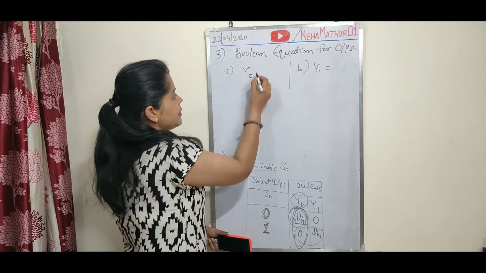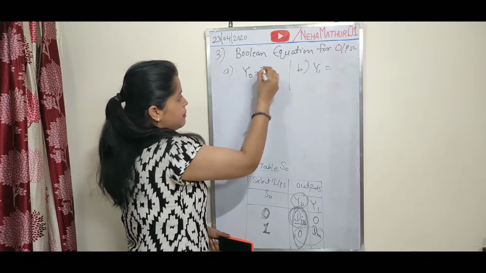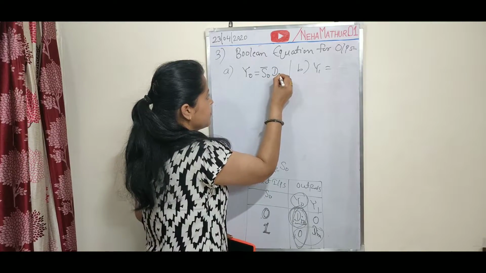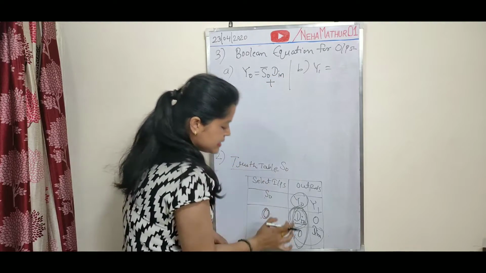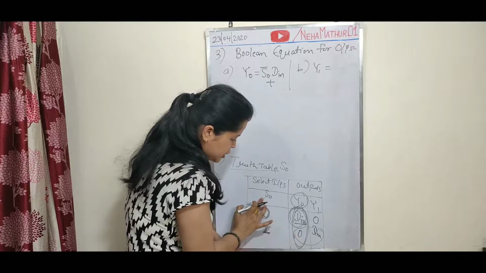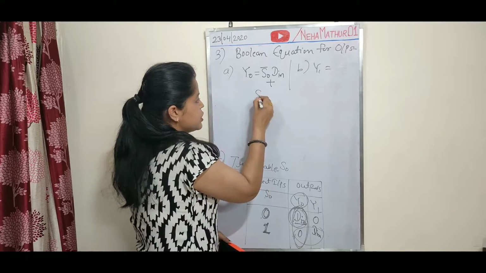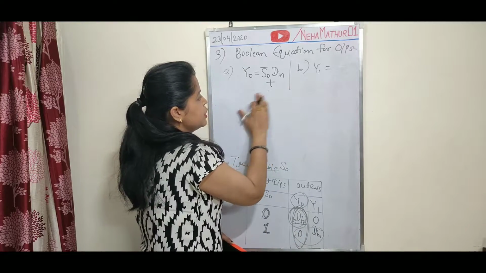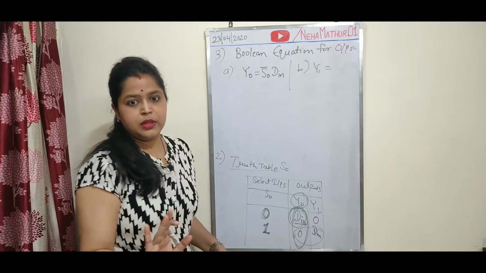So it will be S0 bar, because S0 is equal to 0, multiplied by Din, plus second term when S0 is equal to 1. So S0 multiplied by 0. So it will be 0. So no need to write second term.